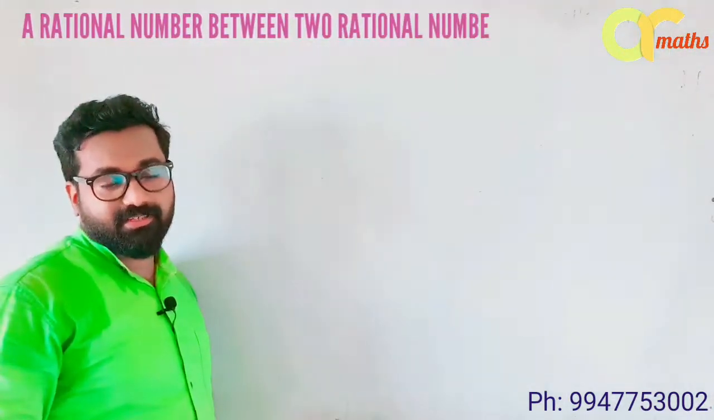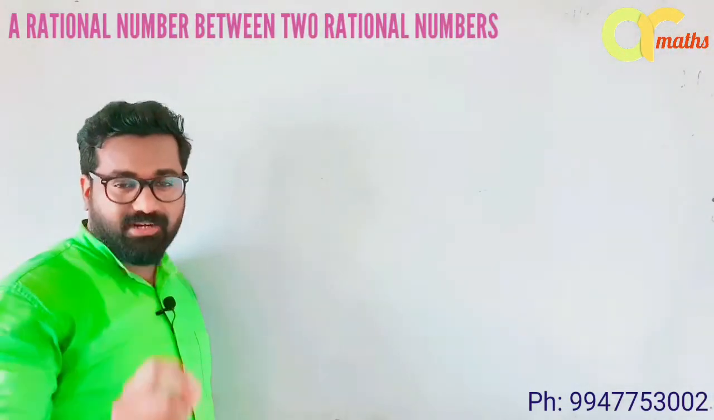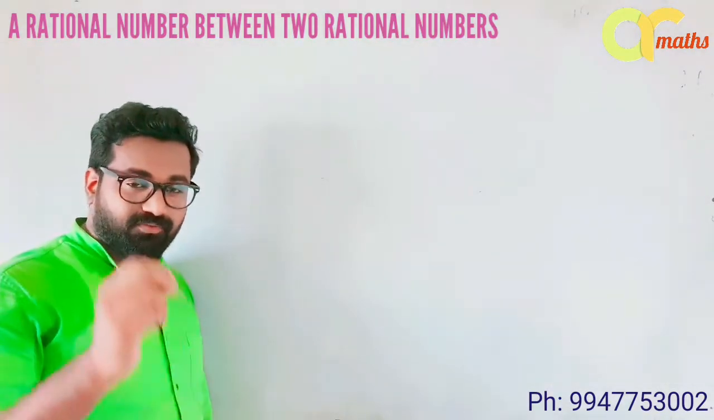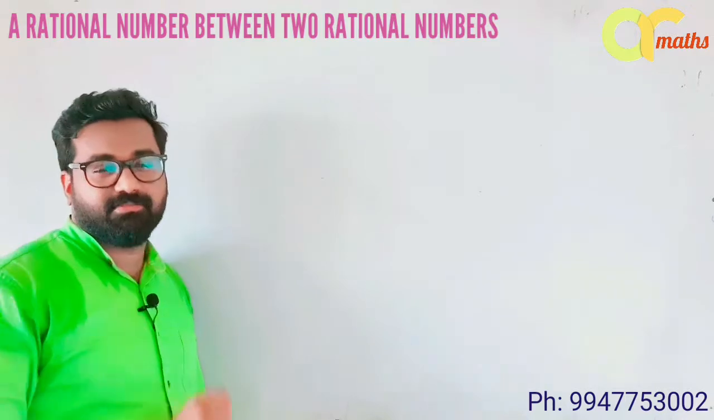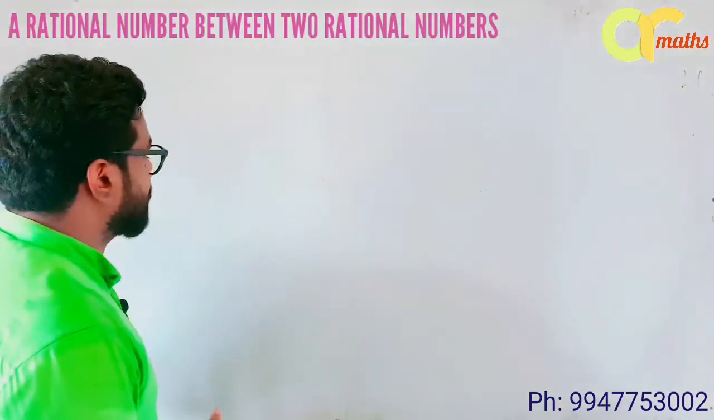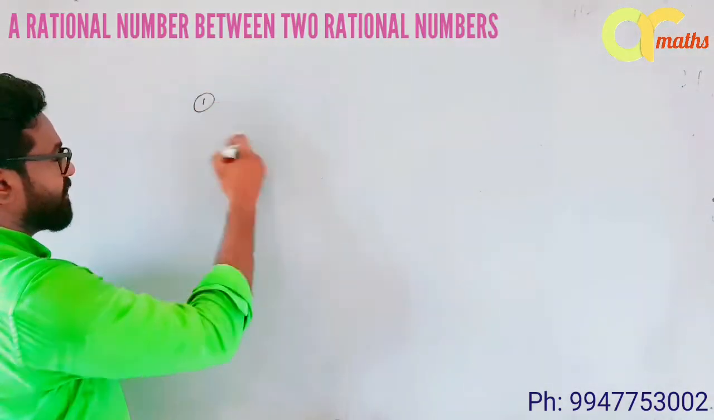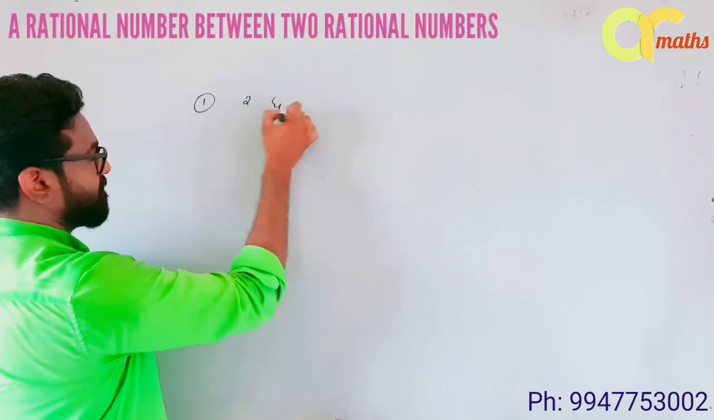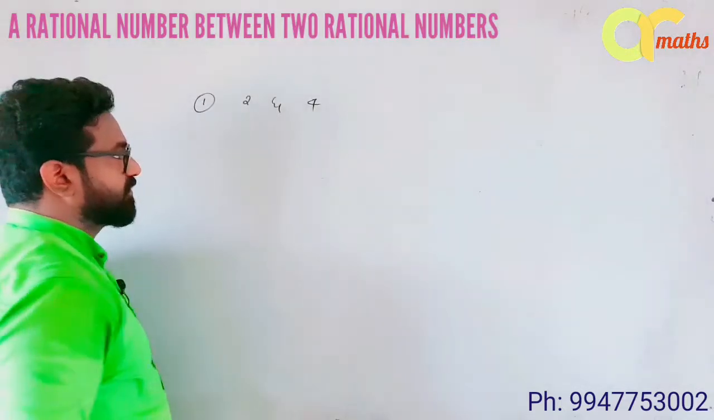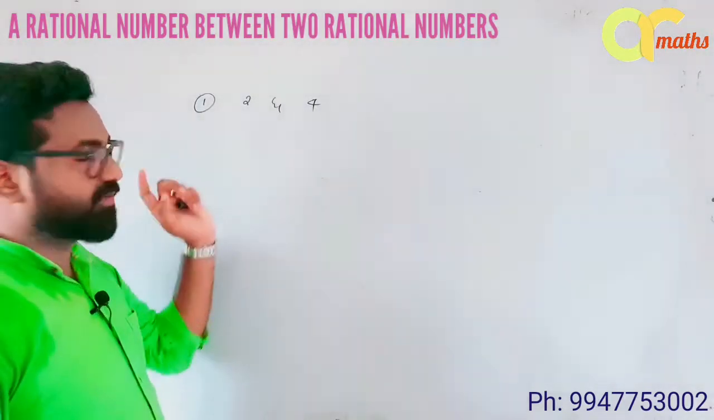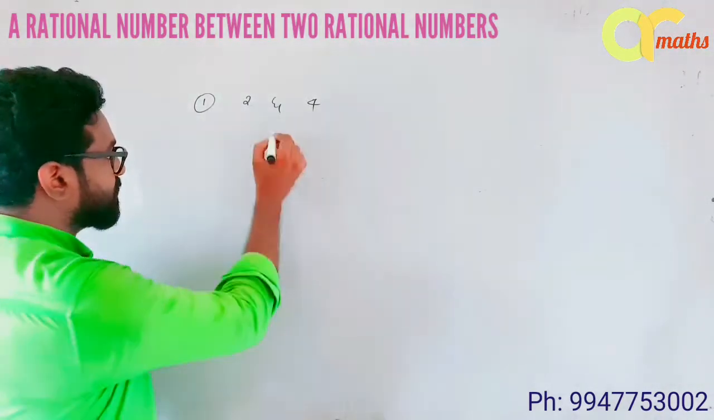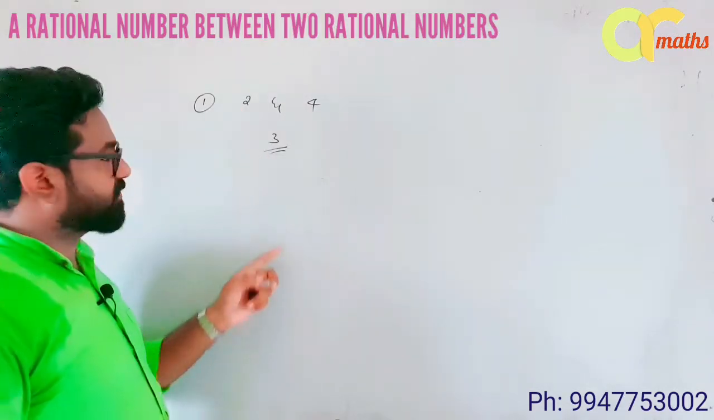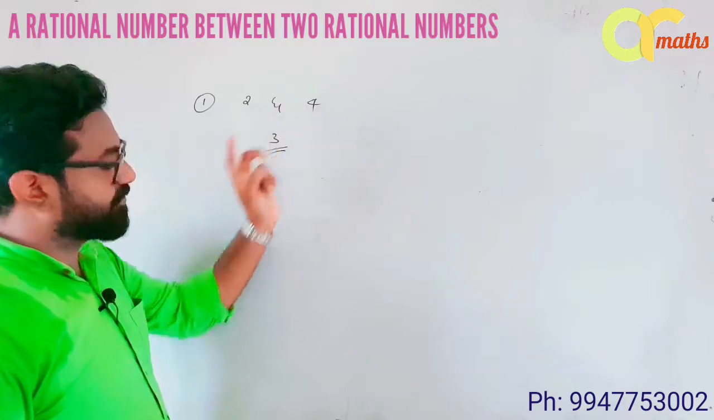So our first topic is find one rational number between two rational numbers. What is that? Find one rational number between two rational numbers. Listen. Suppose we are given two rational numbers, 2 and 4. What is the rational number between 2 and 4? We know that is 3. So 3 is the rational number between 2 and 4, or 3 is the middle term of 2 and 4.